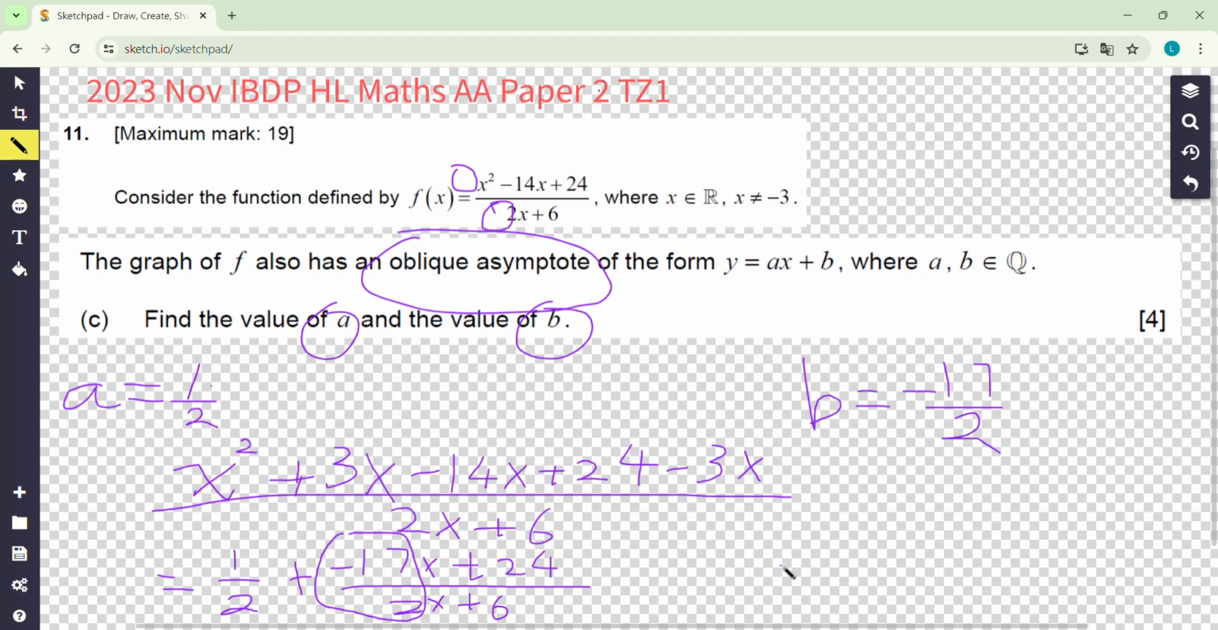So you got the oblique asymptote will be y equals half x minus 17 over 2. It is a standard procedure to finding out the oblique asymptote. It is not very common in IBDP, but it is still in the curriculum, so try to learn how to do it.